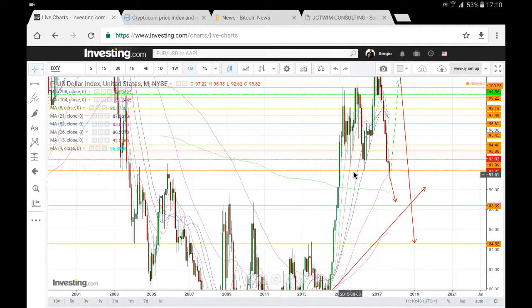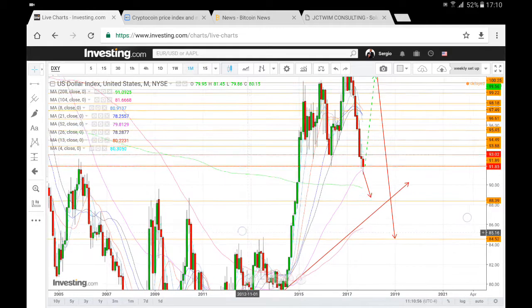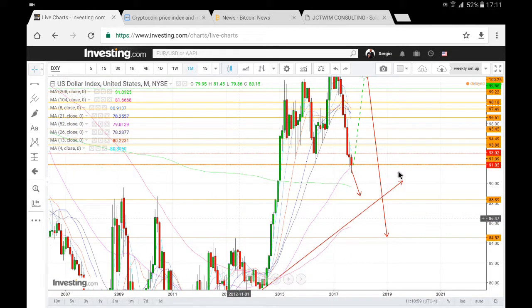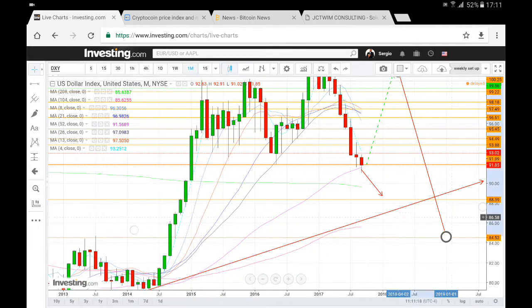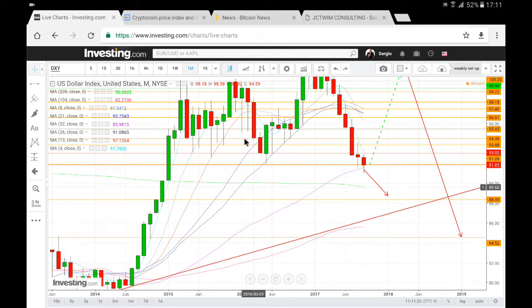But now we are going back up. We are still bullish, but if we manage to go below the 208 week moving average over here, that's your 90 mark, then we can talk about a very bearish market for the US dollar. And also notice that over here, that's your 52 months, that's your 208 month, because we are in a monthly chart, and that's your 104 months over here. Everything now is in monthly, okay?